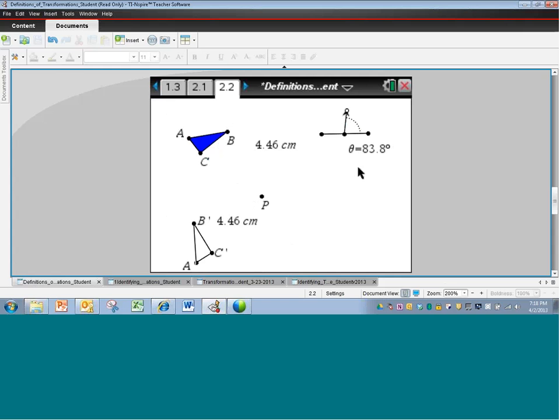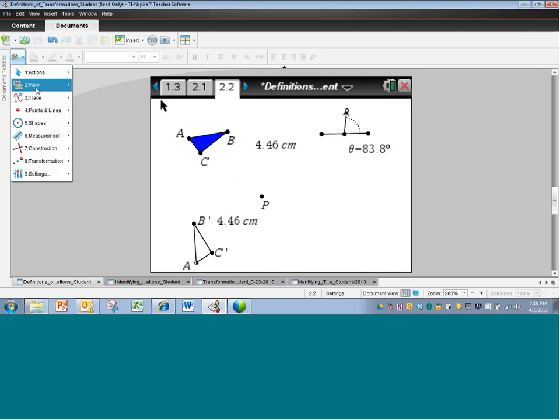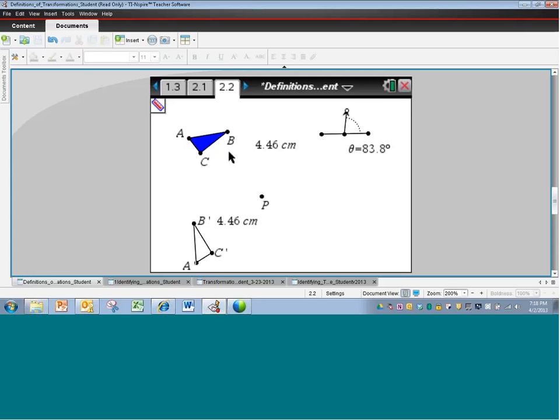Let's test that out. Let's measure the distance from P to A. And let's measure the distance from P to A's image. And what do we observe?